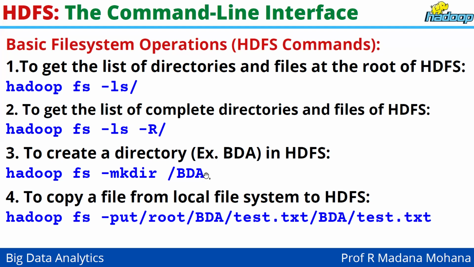Here we assume BDA. Then, to copy a file from the local file system to HDFS, we will use the put command. The syntax is hadoop fs -put. You have to give the source path, let us assume /root/bda/test.txt. Then the destination, in the HDFS directory you can give /bda, which we created already. In that, for the same file name you want, test.txt, you can give the same name.